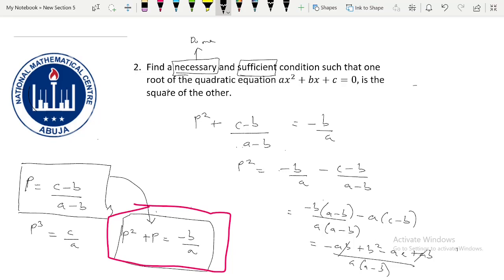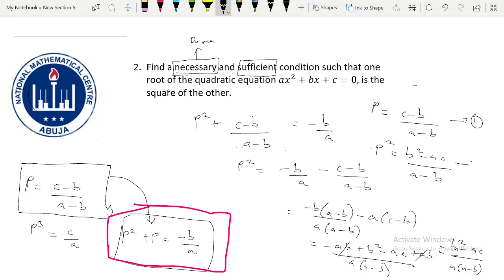So minus ab plus ab cancels out. So this is equal to b square minus ac over a into a minus b. So have that p is c minus b over a minus b. I'll have that p square is b square minus ac over a minus b. So what do we notice? We notice that the square of this, if you square this, you can call this 1 and 2 now. So I'm going to erase again. I'm just erasing the sections we don't need.